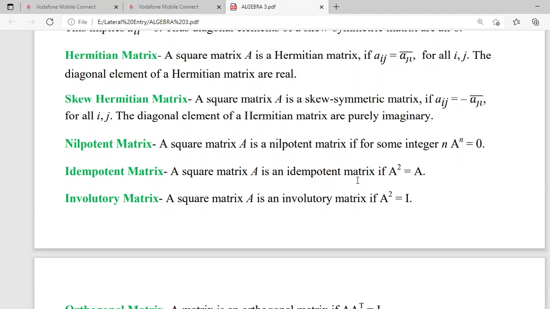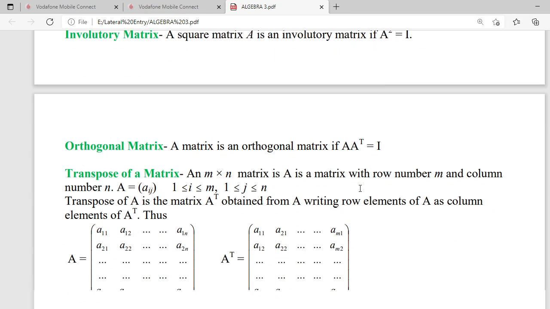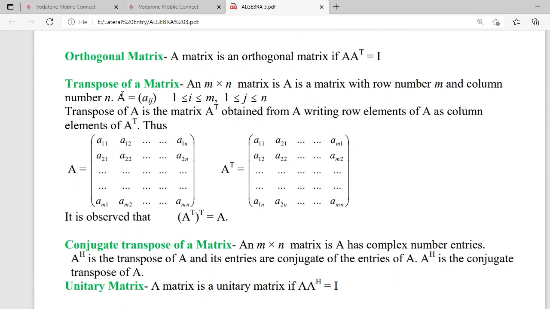Idempotent matrix is one where the square of the matrix is itself, so A squared is equal to A. Then involutory matrix, this is A squared equal to I. Or you may say the matrix is its own inverse. Then orthogonal matrix is this one. Then transpose of a matrix is just writing rows as columns and columns as rows.